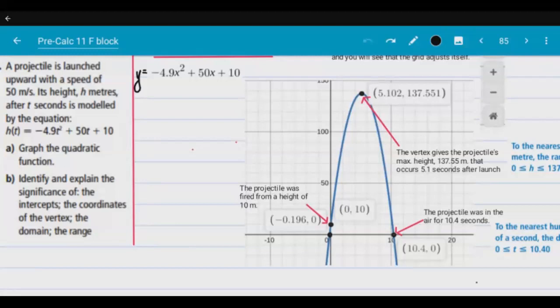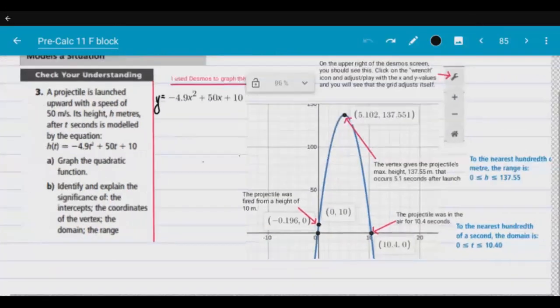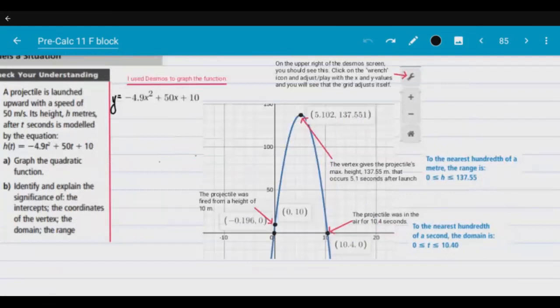All right, so let's look at the domain and range. Let's look at the domain first, because in the question, they talked about the domain first. The domain would be from 0 to 10.4. 0 is when the projectile was about to be fired. 10.4 is when it hits the ground. What about the range? What would be the possible values for the height?